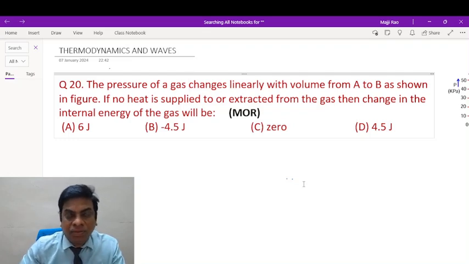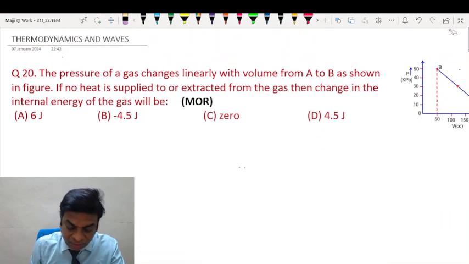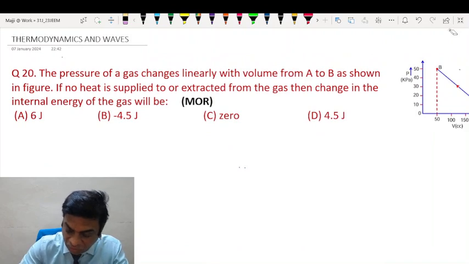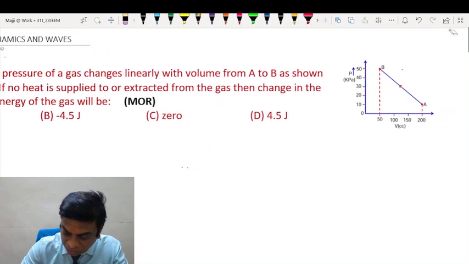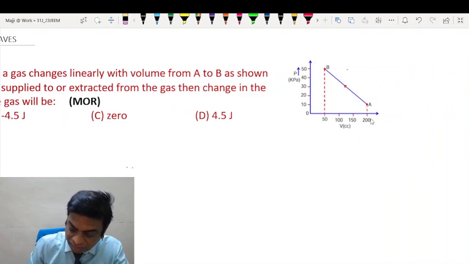In this video we will be discussing questions based on heat and thermodynamics, SHM and waves. So without wasting time, let us continue with this. As you can see, question number 20: the pressure of a gas changes linearly with volume from A to B as shown in the figure. You can see the figure, students, here. It's a PV diagram.